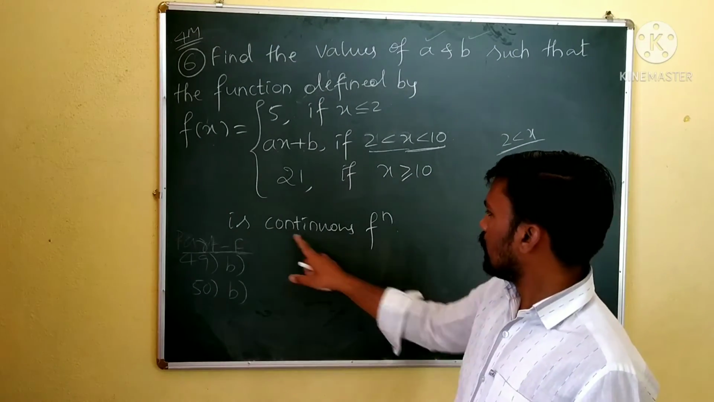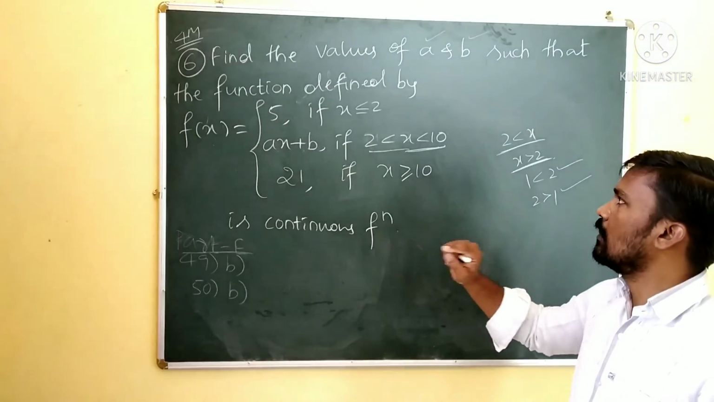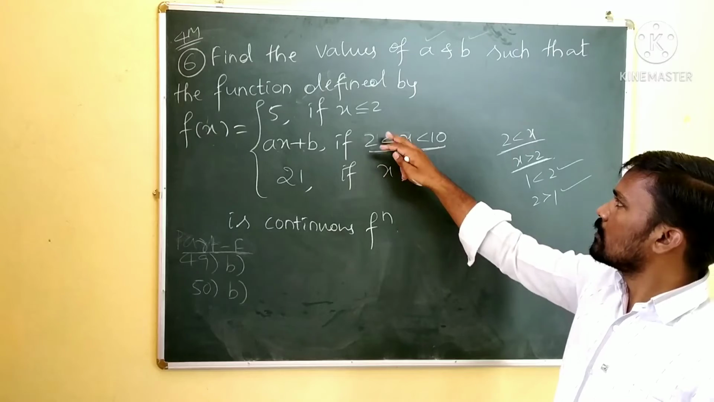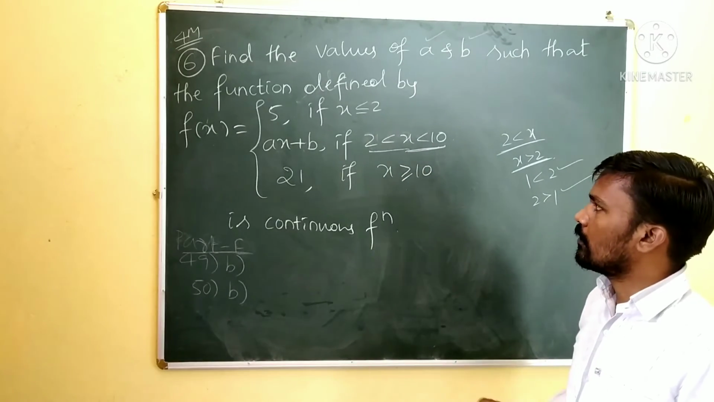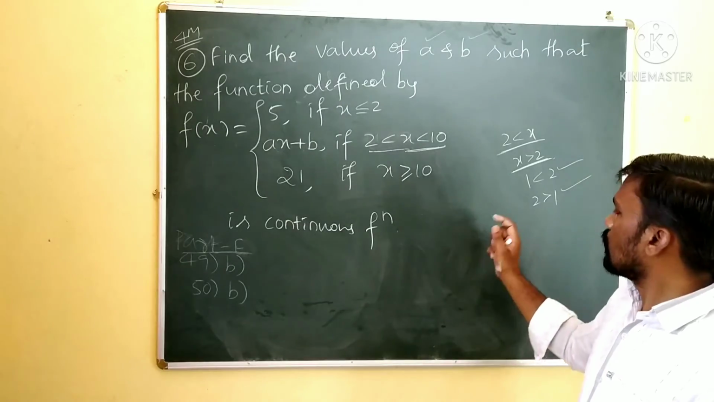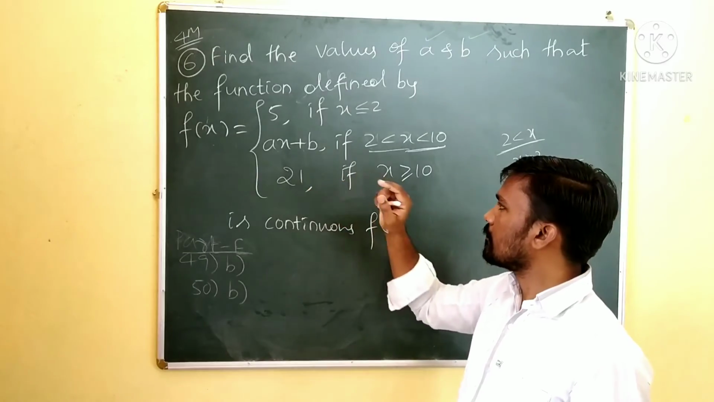Again, it is said that the function is continuous. Okay, the given function is continuous at the given limit points. Here, 2 is the first limit point and 10 is the second limit point. Okay, this is somewhat different. We need to calculate the values of a and b.